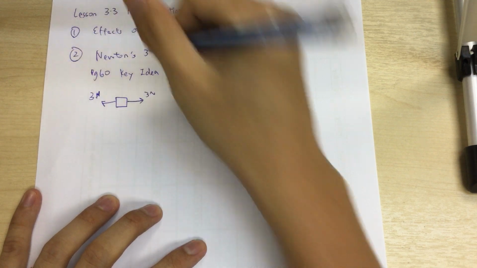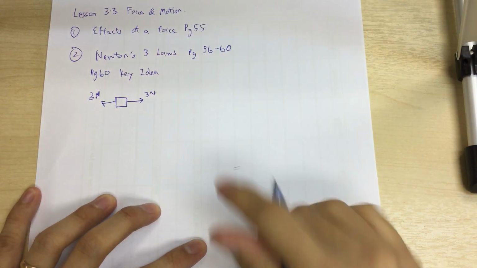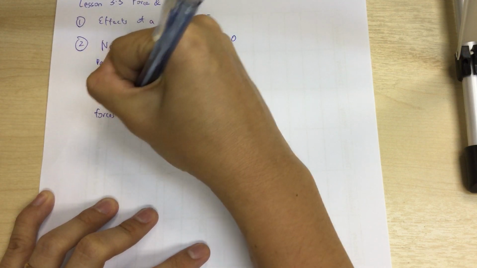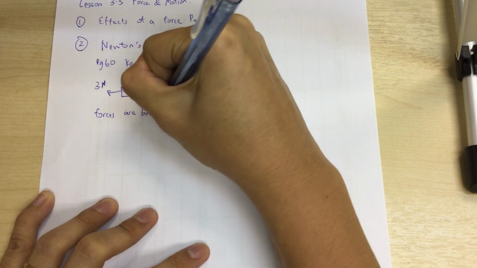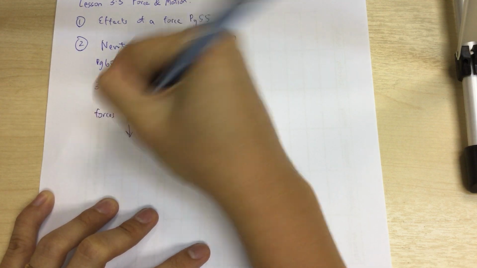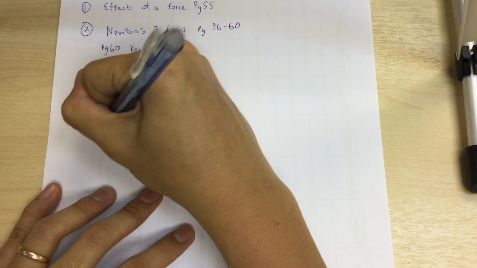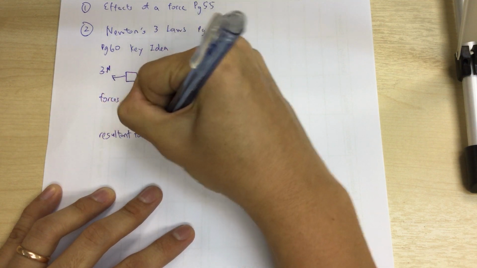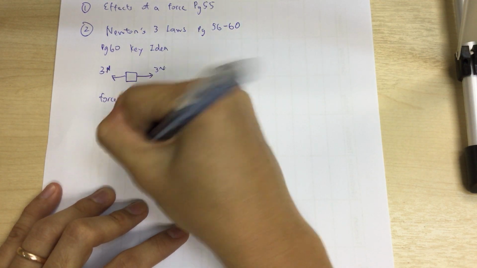both have 3 newtons, what can you say about the resultant force, or how can you describe the forces? Firstly, you can say that the forces are balanced. So what does that mean? When forces are balanced, you can say that the resultant force is actually 0. Okay, there's no resultant force.